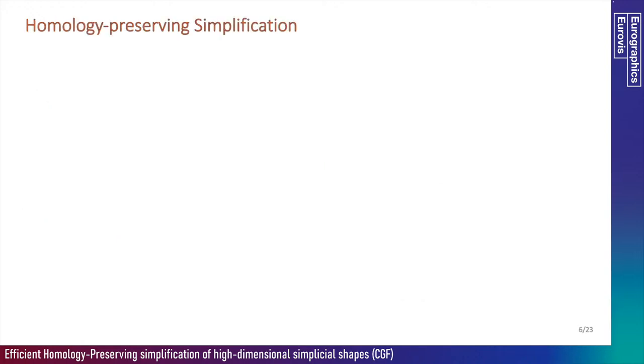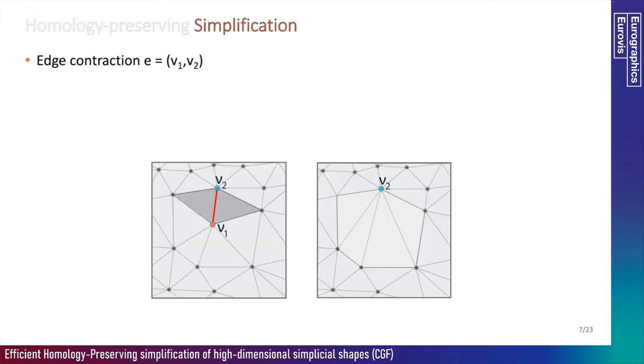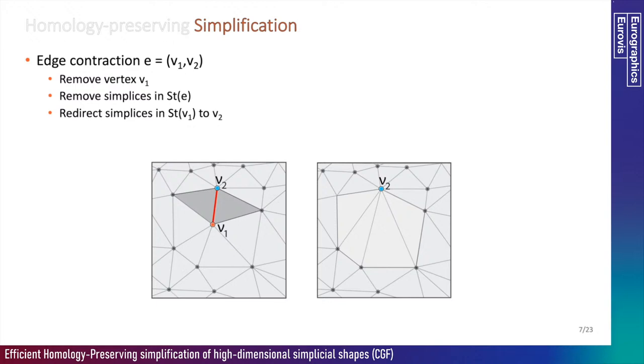So what are the two components of a homology preserving simplification? On one side, we have a simplification, and in our work, we consider an operator like the edge contraction to perform such simplification. Now, to provide an intuitive description of the edge contraction, we can always implement this by considering an edge that we want to contract, and so we pick randomly one of the two vertices on such edge, and we remove that vertex. And then after that, we remove all the simplices that are in the star of the edge that we have selected, and we redirect the simplices that were on the star of the first vertex that we removed into the second vertex. If we do that, we obtain an edge contraction.